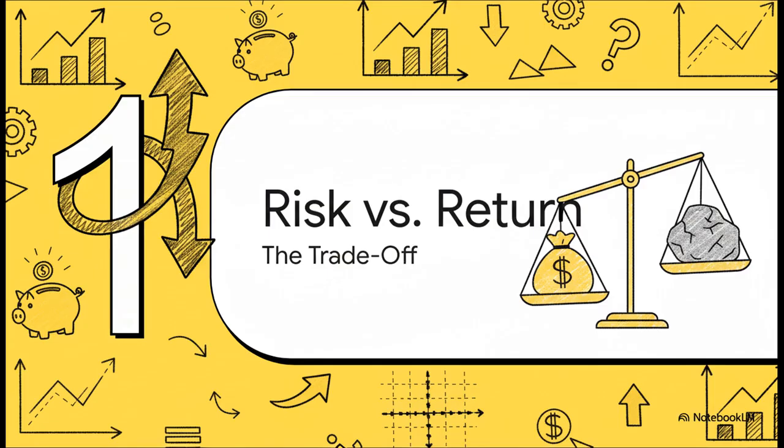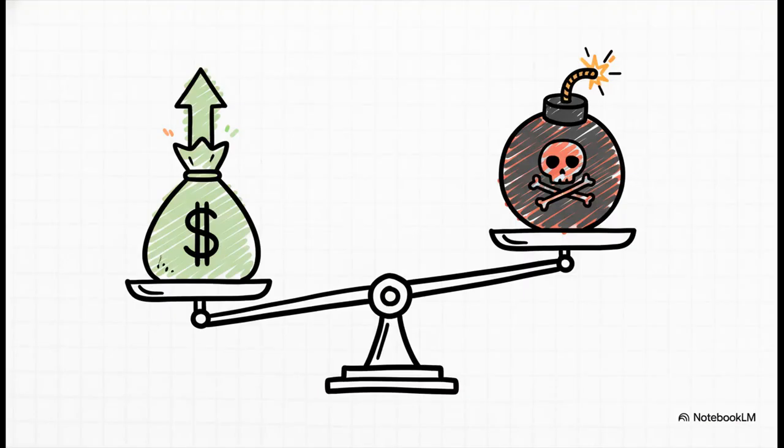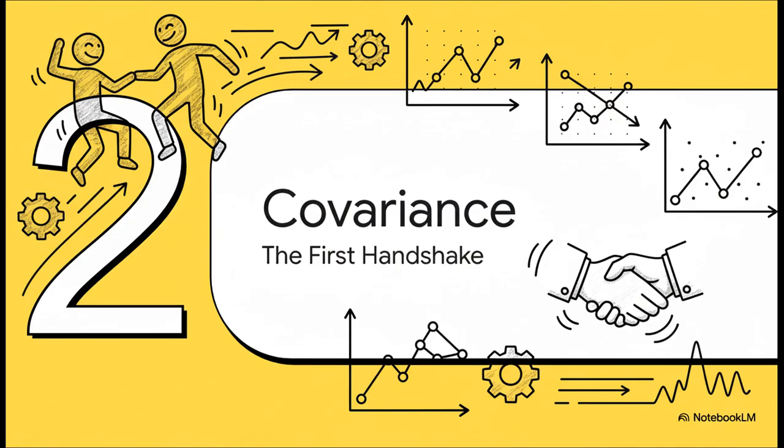Risk versus return, the fundamental trade-off. We all get it. Higher returns usually mean higher risk. And pretty much everyone has heard the advice to diversify. But here's the thing. Diversification isn't just about randomly buying a bunch of different stuff. There is a powerful science to doing it right, and it all comes down to understanding how your investments dance with each other. So how do we measure that dance?